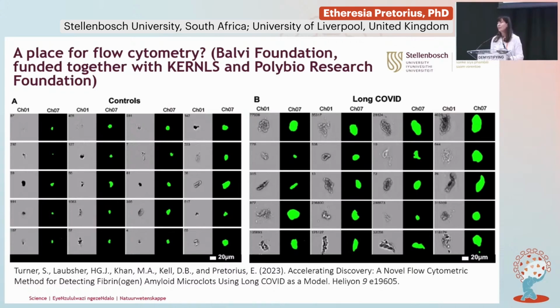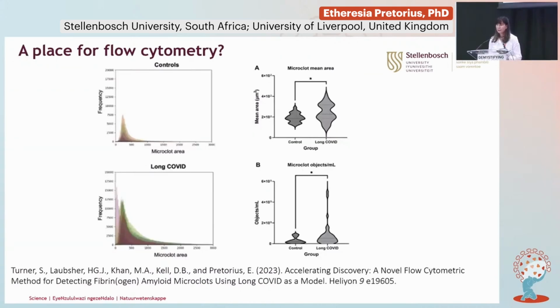In the beginning of the year, we received crowd-funding, supported by Polybio as well as the Balvi Foundation. We received our imaging flow cytometer, and we developed a method to look at microclots in a cell-free way. We know that flow cytometry is usually used for looking at cells, but we removed the cells, used platelet-poor plasma, and we could indeed find significant differences between our controls and our long COVID samples.